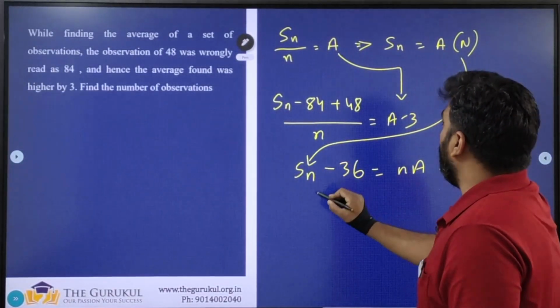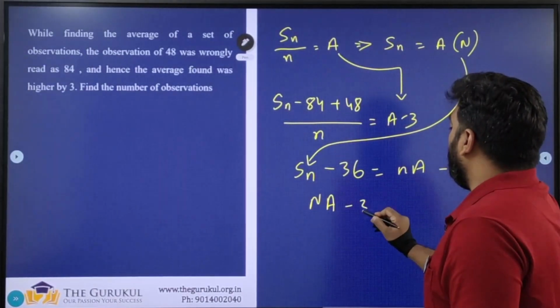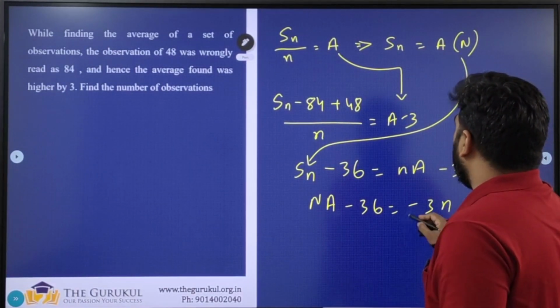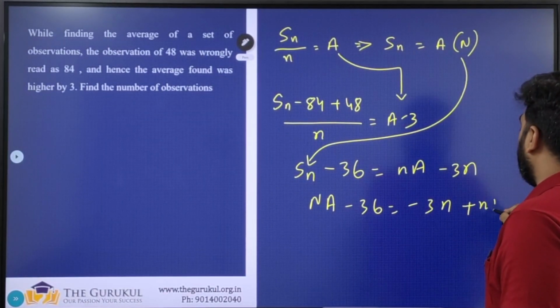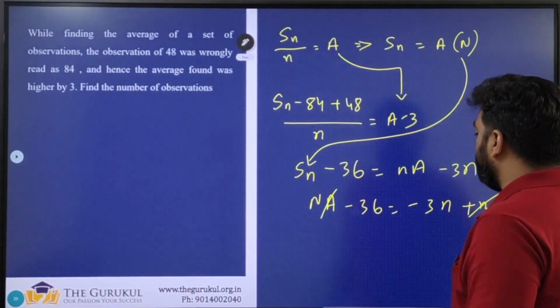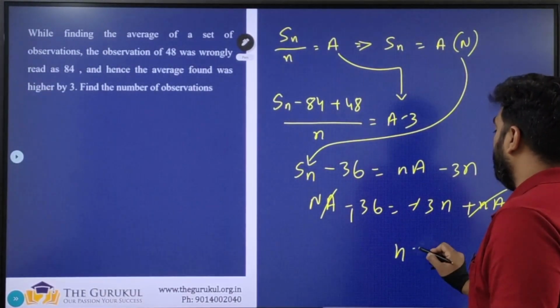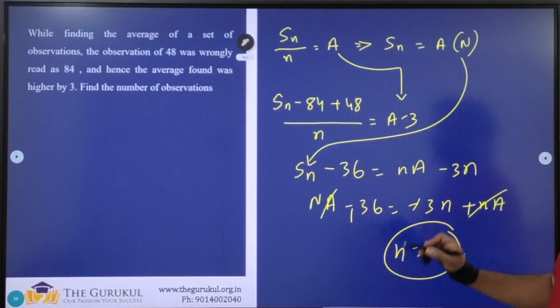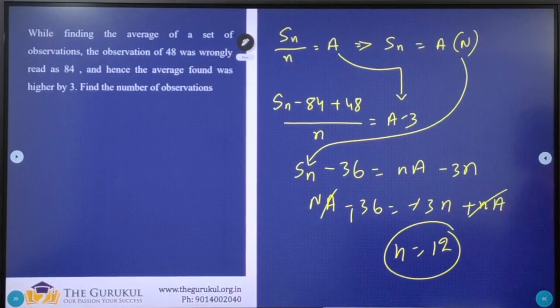So this can be written over here: NA minus 36 equals minus 3n plus NA. NA and NA get cancelled. Minus minus gets cancelled. N will be equal to 12. Find the number of observations: there are 12 observations in total.